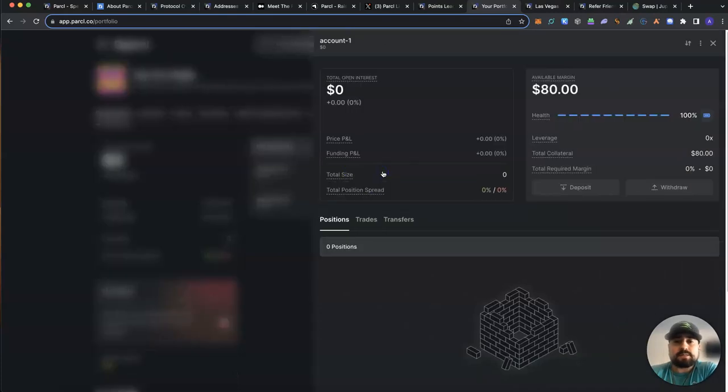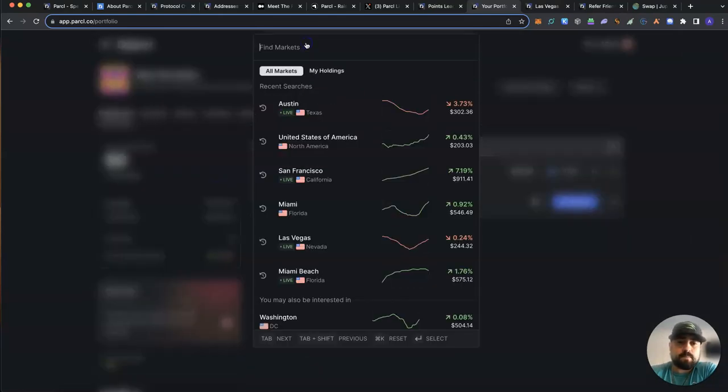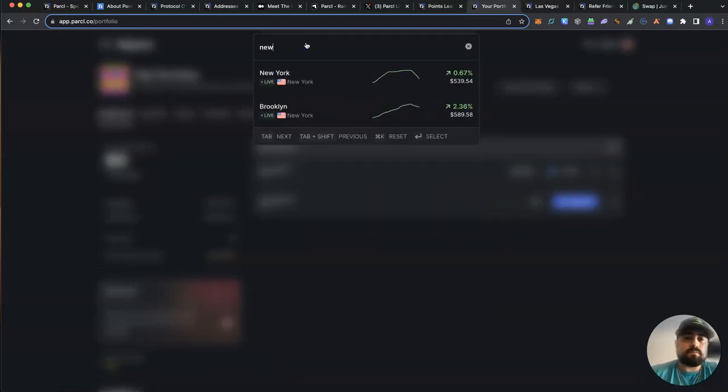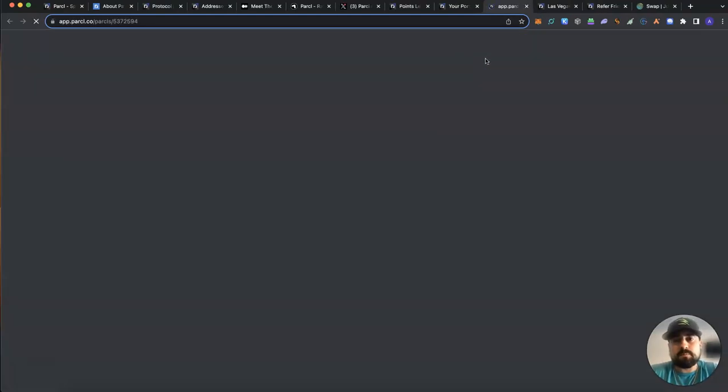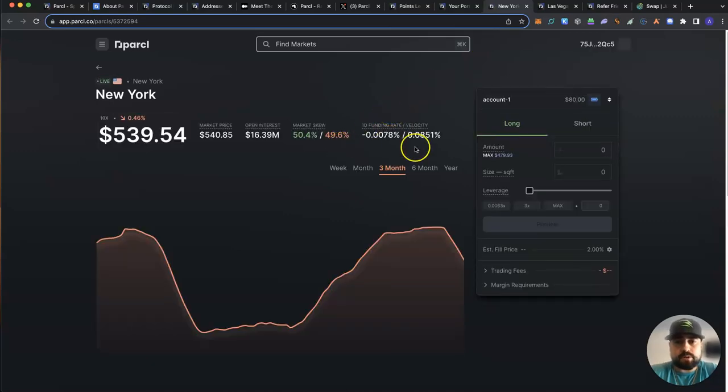So now I can go to this account. I have $80 in margin. I can go up to 10x leverage when I'm trading, and this will be my positions when they actually go live. So if I go over to a market, I think I've talked about before, let's say we want to be short New York, and then we're going to go long Brooklyn. So you see right here where my amount says 479 max. That's with the leverage.